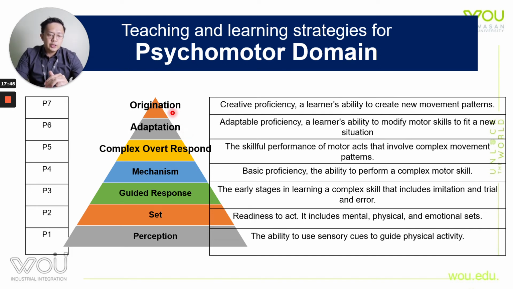Origination is even higher, where the students can come up with their own recipe. They come up with a new dish, a fusion dish between Western and Eastern food. They fuse it together and it becomes fusion food. This will be the highest level of skill that students demonstrate, a creative proficiency. They're able to come up with new patterns. So this is indicated by the 7th level.